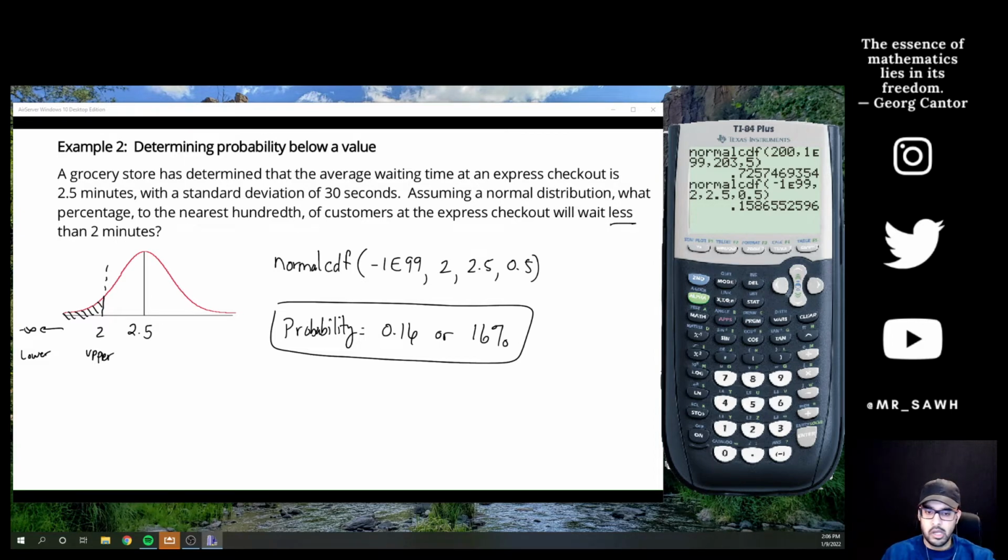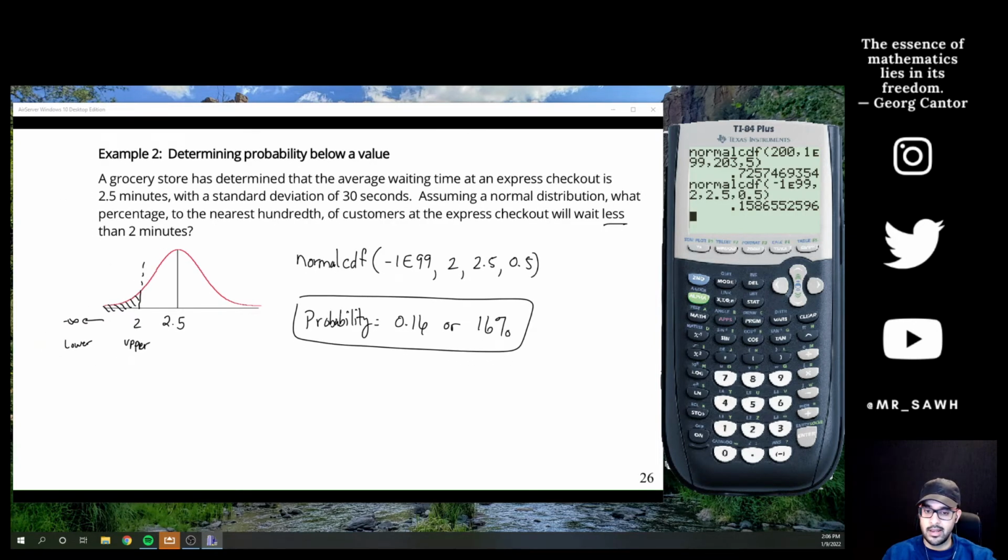So same logic as the other one. Find your boundaries and plug them all into your calculator to find that probability. It is that nice to do this.